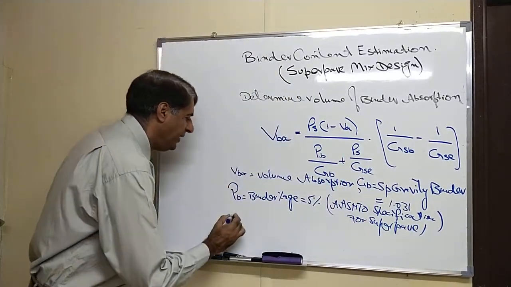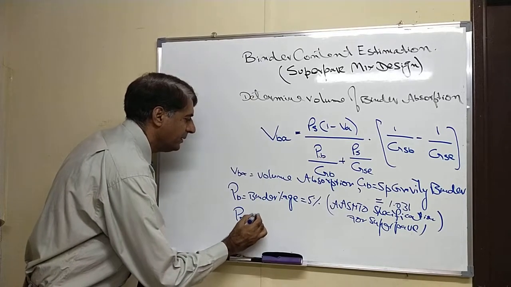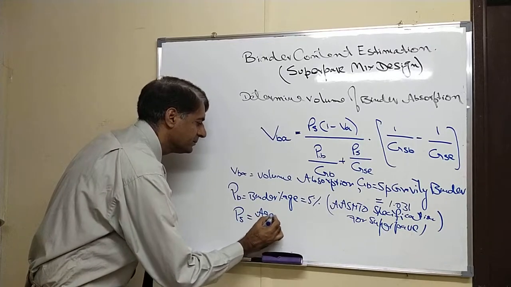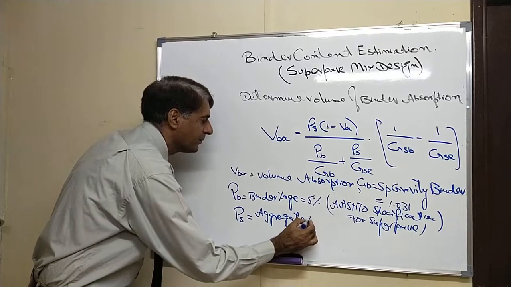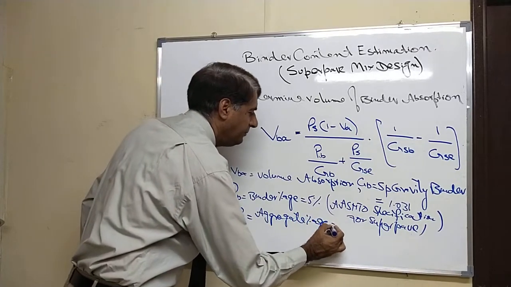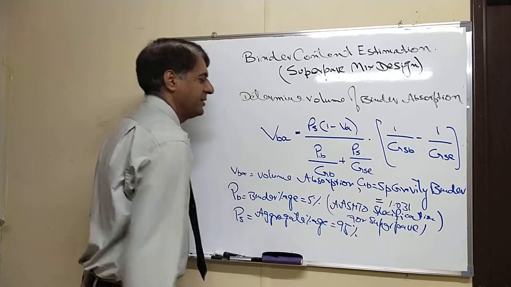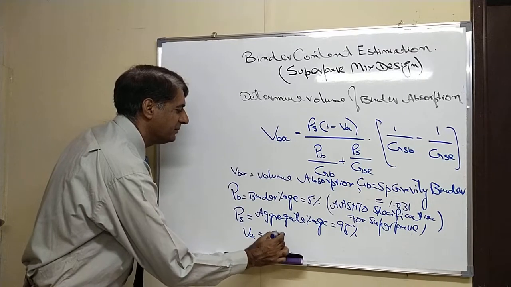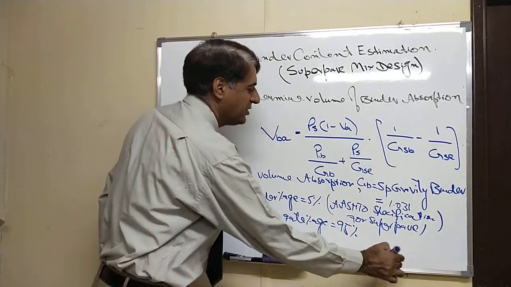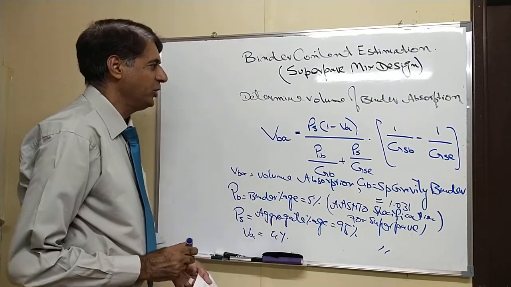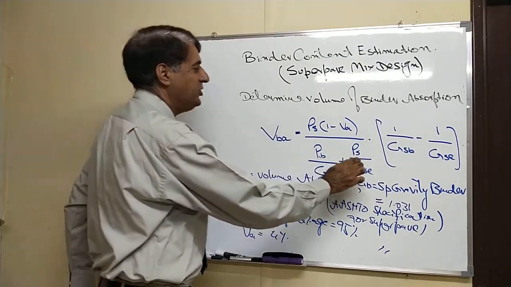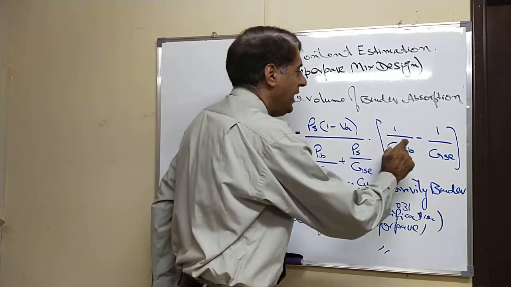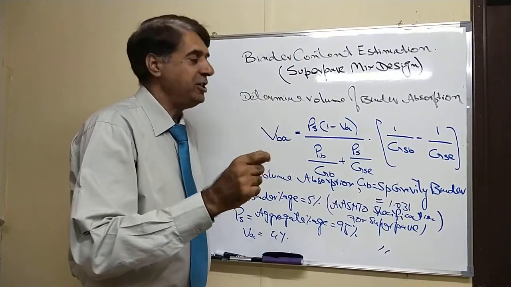Clear it? Now Ps, it is aggregate percentage. It is taken 95%. Same guidance. Last one, air voids, 4%. Same from the specification. So these are the values which I have written over here. Next, Gse, effective specific gravity, which you already know. Gsb, combined bulk specific gravity, which you already know.